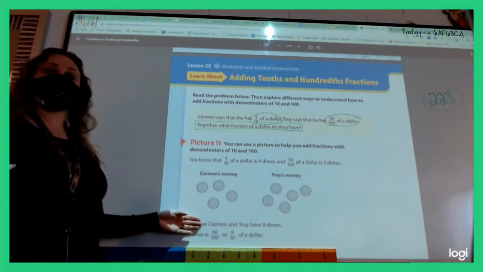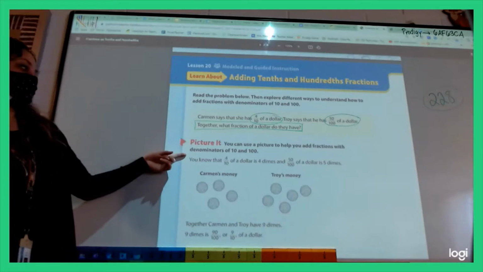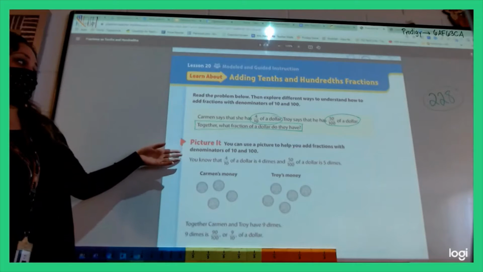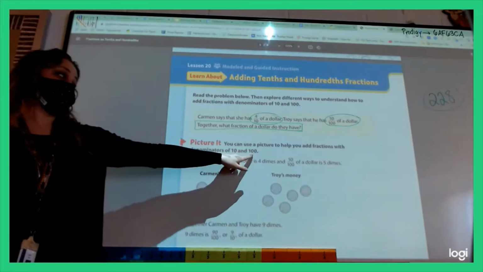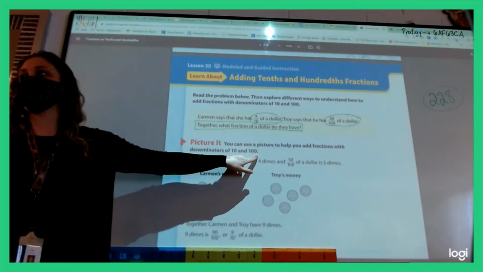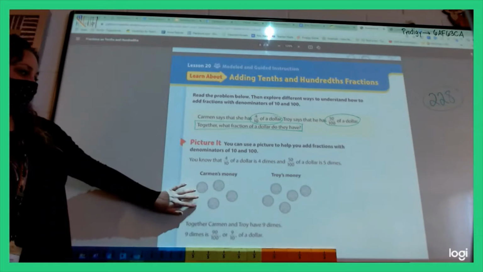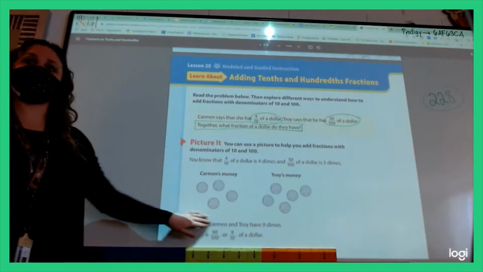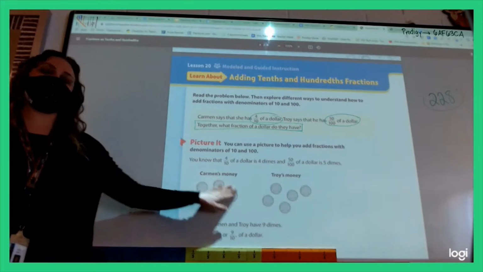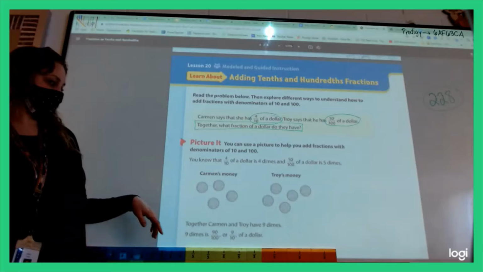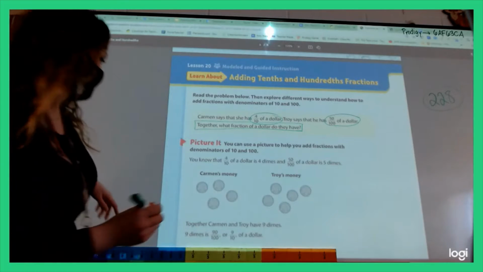All right, well, let's first look at a picture. We can use a picture to help us add fractions with denominators of 10 and 100. Are our denominators the same? No. No, that's why we can't just add the numerators. All right, what does it show that Carmen's got? Look at Carmen's money in your book. What does it show that she has? Noah? 4 dimes. 4 dimes, okay?